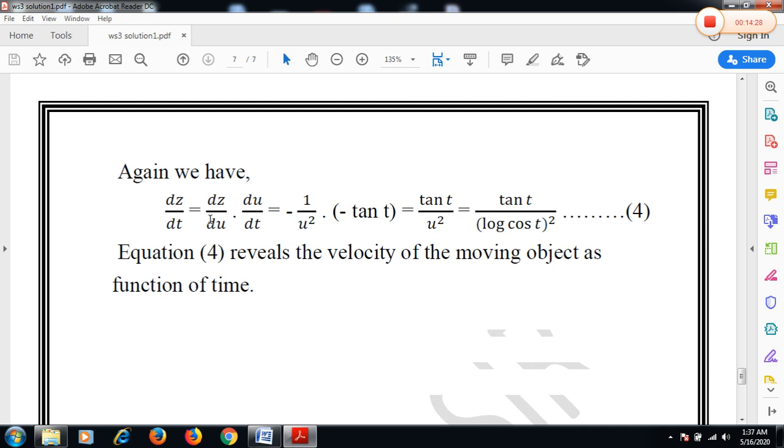So dz/dt equals to dz/du into du/dt equals to minus 1 by u square into minus tan t, that is tan t by u square. Putting u equals to log cos t, we are having v equals to tan t by log cos t whole square. So this equation 4 reveals the velocity of the moving object as function of time.